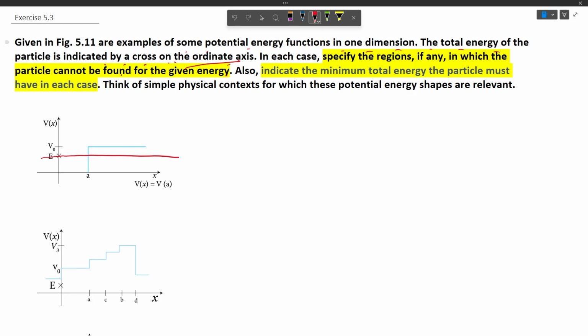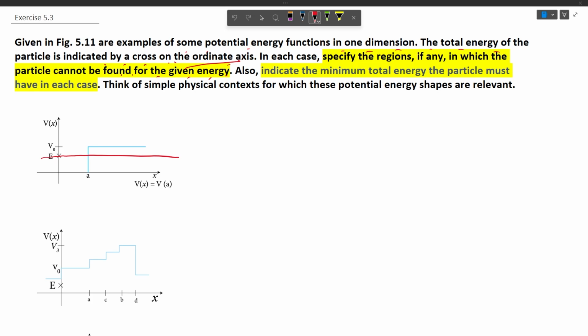In each case, specify the region, if any, in which the particle cannot be found for a given energy. So we have to specify which among the given regions, like here the x-axis is divided into regions: less than a, between a and c, between c and b, between b and d, and greater than a. We have to specify in which region the particle can never exist given the energy level of the particle. We also need to indicate the total energy of the particle that the particle must have in each case.